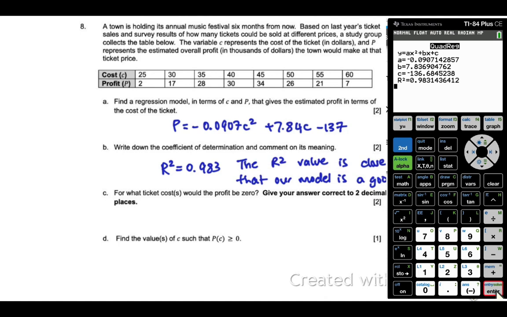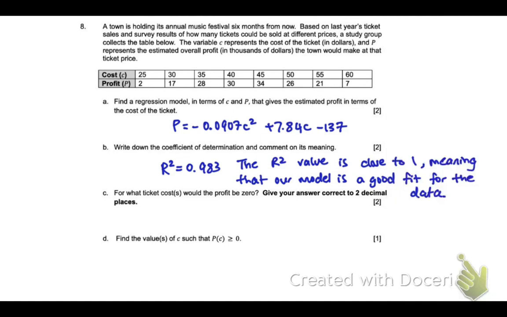Question C. For what ticket costs would the profit be 0? Give your answer correct to 2 decimal places. So now that we have our regression equation, and luckily we have it stored, so we don't have to go back and copy out all those numbers again, we simply go to our graph, make sure again you have a good window setting, and we are going to look for when our parabola hits the line y equals 0.